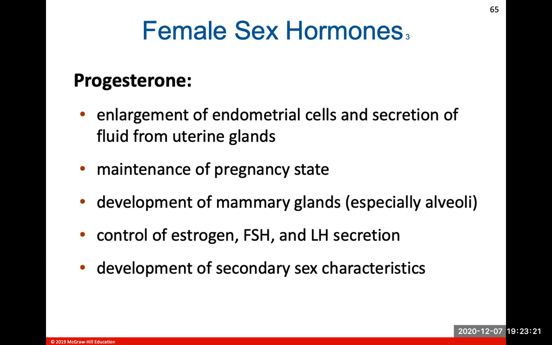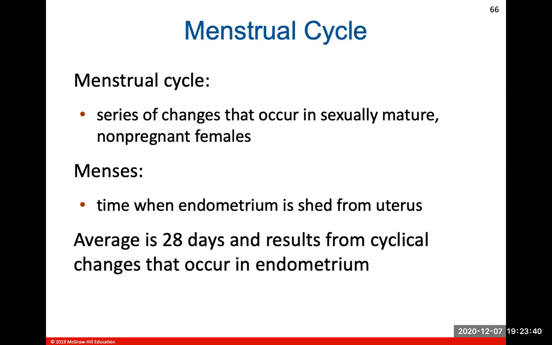Progesterone causes the enlargement of endometrial cells and the secretion of fluid from the uterine glands. It also causes the maintenance of the pregnancy state and the development of mammary glands. It also controls estrogen, FSH, and LH secretion, and also the development of secondary sex characteristics.